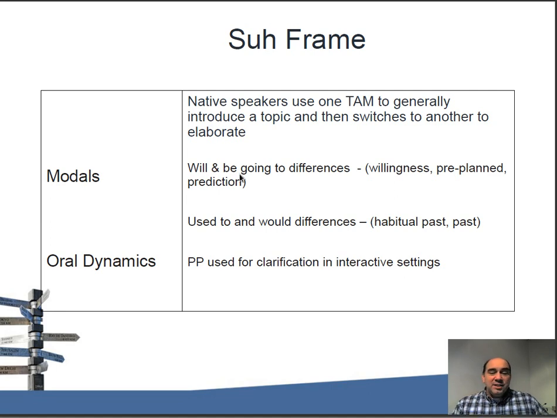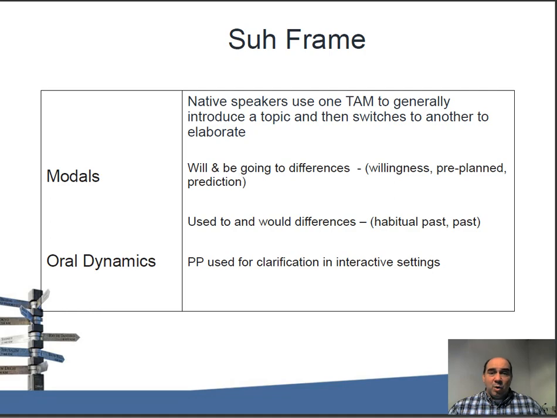Some other differences that we should be showing students. One very strong one is the use of will and be going to. They are not the same. Sometimes they are and sometimes they aren't. Will and be going to sometimes indicate a willingness. Sometimes it indicates prediction. And be going to is often used for pre-planned events.